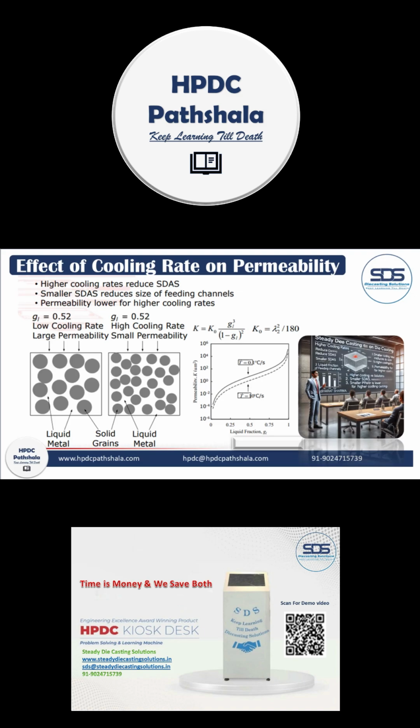Now let's explore the effect of cooling rate on permeability and how it impacts porosity in die casting. The cooling rate plays a crucial role in determining the secondary dendrite arm spacing, which is the distance between the secondary branches of a dendrite that formed during solidification. A higher cooling rate results in a smaller SDAS, while a lower cooling rate produces larger SDAS.